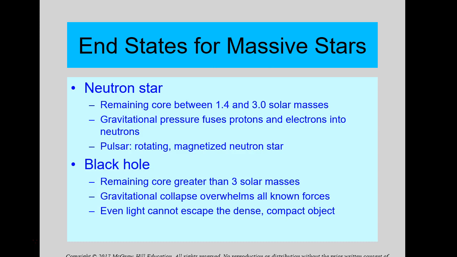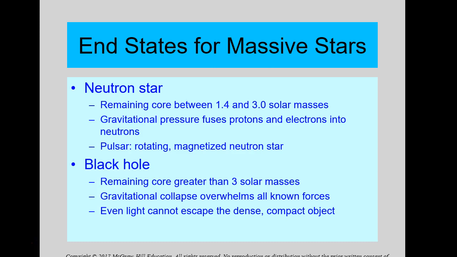Now, if the core of the star is greater than 3 solar masses, then that gravitational pressure basically runs unchecked. And everything collapses to the point that it's so dense that light cannot escape. And we call that thing a black hole. The fact that light can't escape comes about from the fact that the escape velocity of that particular object is greater than light.